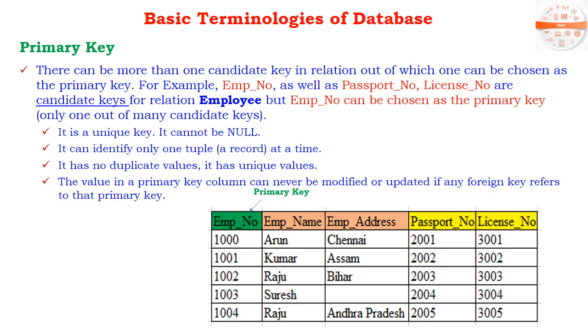For example, we will take one table, that is the employee table. Here, employee number, passport number, and license number are considered as candidate keys because these columns are unique. For employee name and employee address, duplicates can occur. So we are selecting only employee number, passport number, license number as candidate keys. Among them, we are going to select only one column as a primary key in order to identify the records.